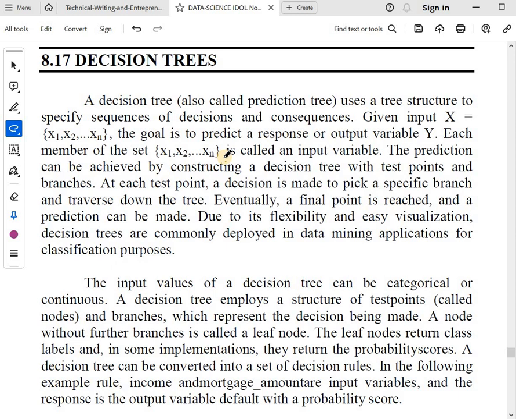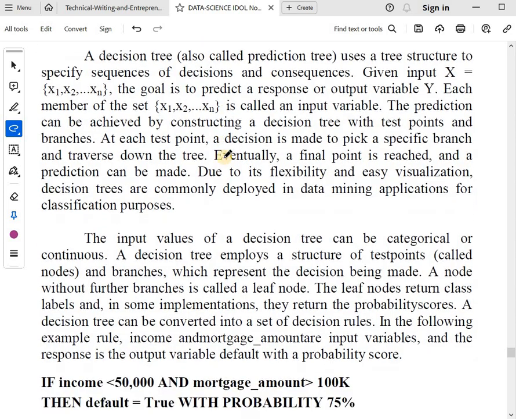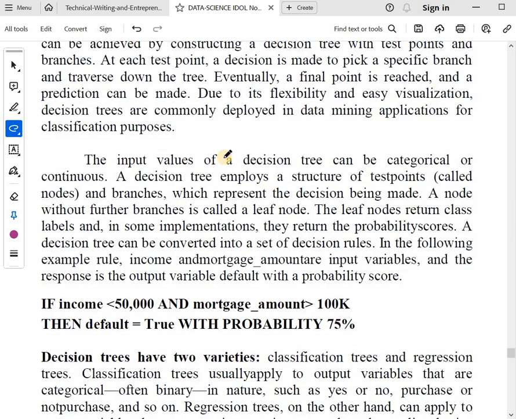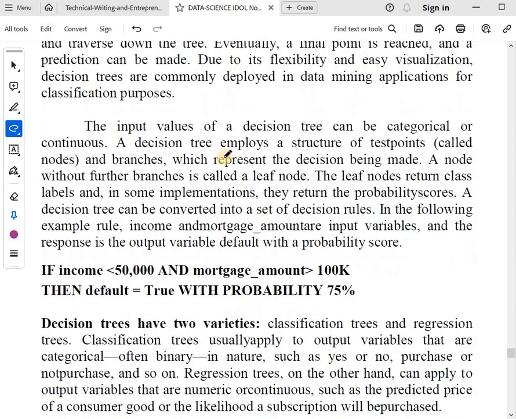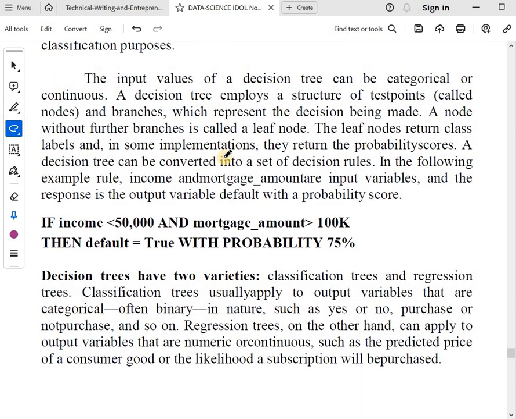Now how does a decision tree look? A decision tree has test points and branches. A test point is where you are going to make a decision. And depending upon what decision you make, you will decide which branch you will go ahead with. And when you reach the final point, your prediction is made. Lots of data mining applications use decision trees for classification purposes.